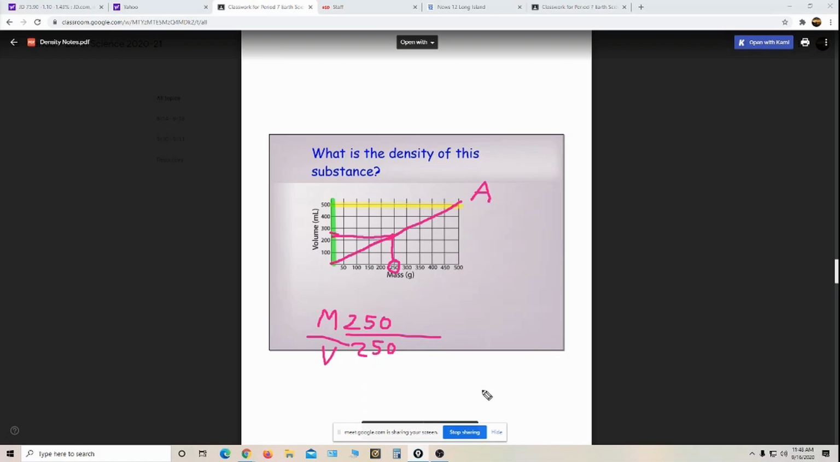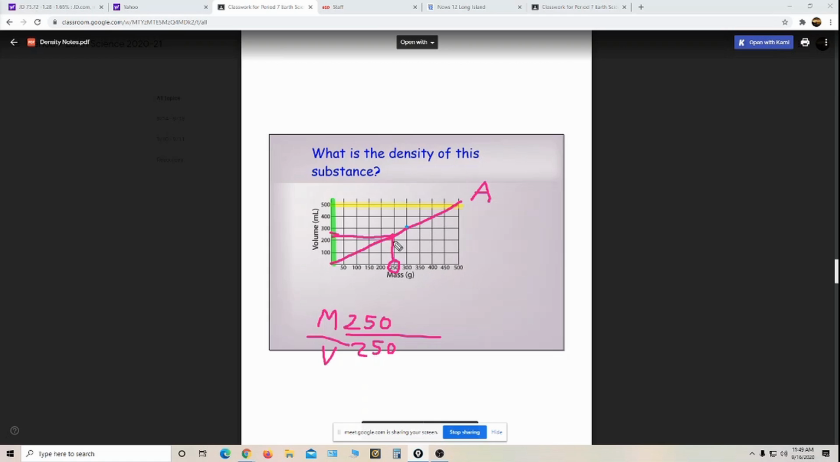Okay, so the density of this substance at this point is 1. Now, I wasn't paying attention to the mass I picked, which actually worked out good, because I want you to realize when you're calculating the density of this line, this material, it's easiest to always pick a point that's intersecting, like for instance right here, so that you get nice rounded numbers.